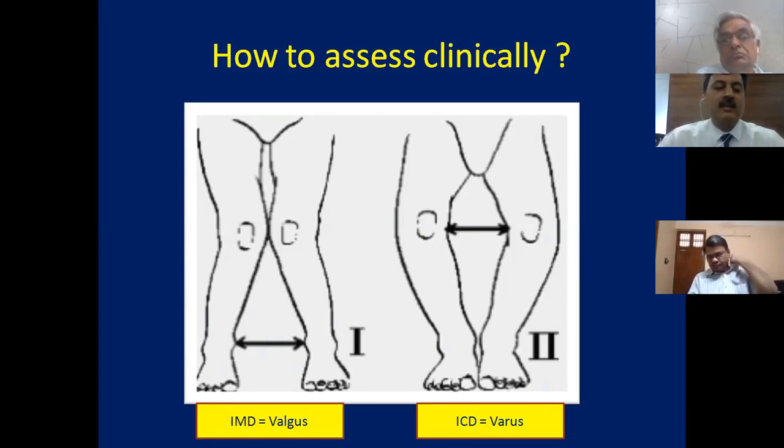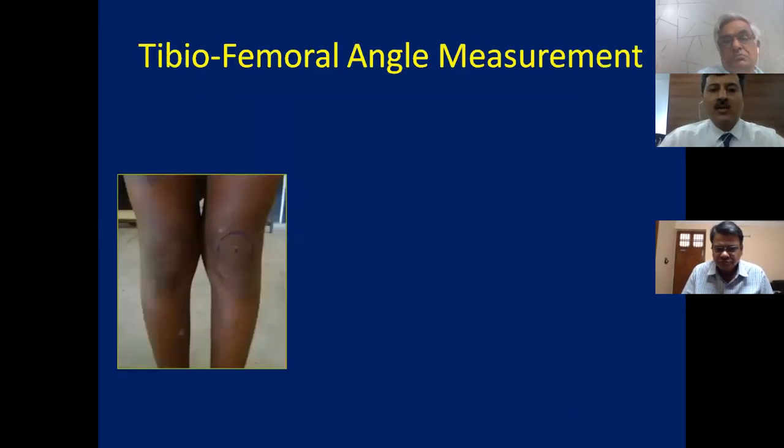So we do not use intermalleolar or intercondylar distance in our clinical practice because there is a lot of variability and a lot of literature on it. What we measure is the tibio-femoral angle, and the tibio-femoral angle is a more reliable examination tool. What do we need to do for that?